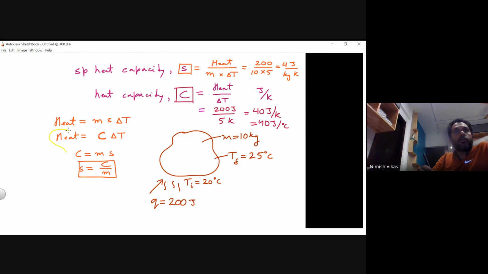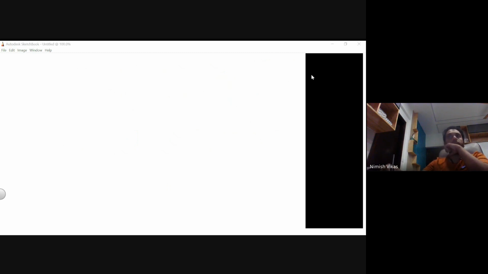What is in yellow is very rare, because C hardly they will give you, because it is pretty much useless. It is for a given body, and this is for a given material. Say the body was of iron, so they'll say the specific heat capacity of iron is so much. Is that clear, guys?